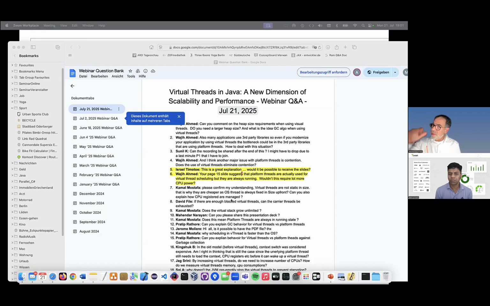So the memory consumption varies, and consequently it is ideal for short-lived tasks that do not need many method calls, because the stack is the representation of the method calls.